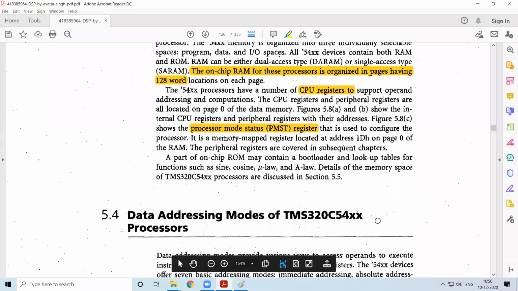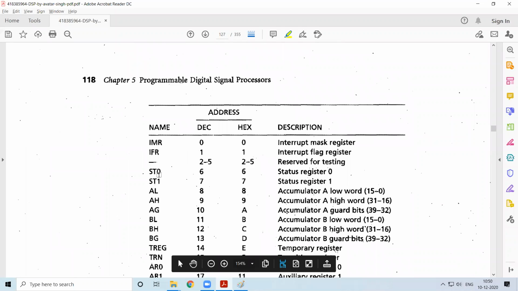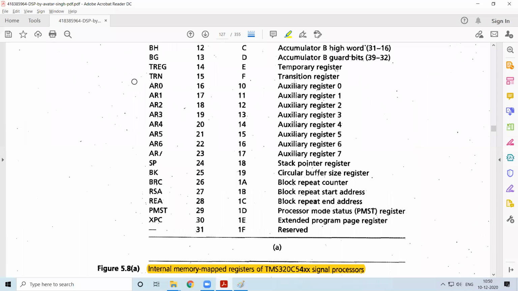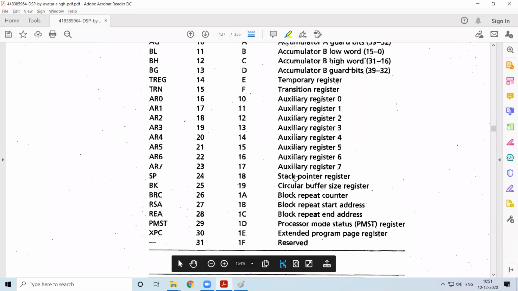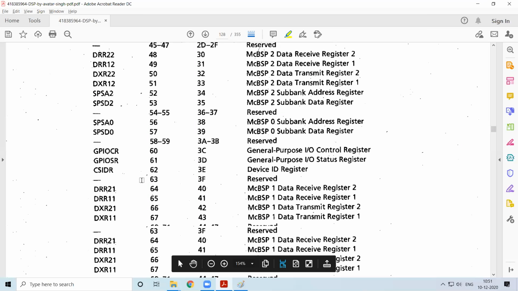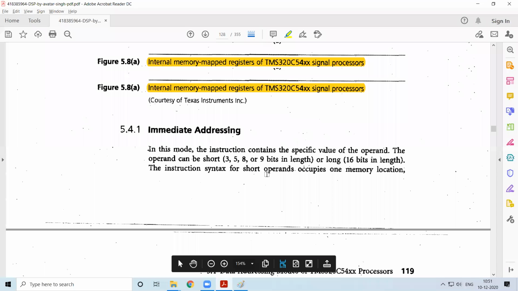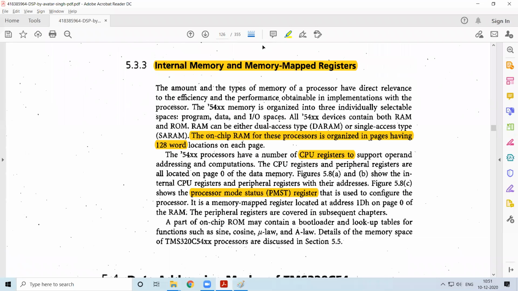So that is what he specifies. Here we can see the internal memory mapped registers for the architecture 54XX. These are the things which are present, each having one specific location. This is actually stored on page zero. The 128 words are filled with this, and along with that we have the peripheral registers over here. So these are just a few things to discuss. We'll be continuing with this part in the next session also.